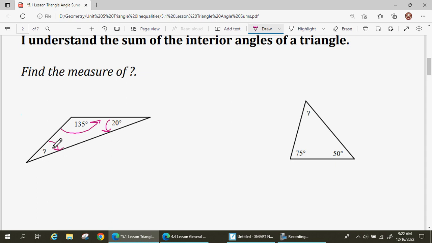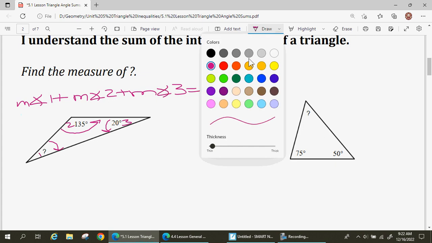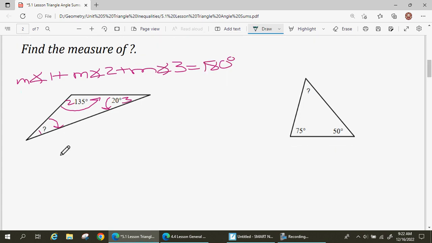There's one, there's another, there's a third. And whenever we add these angles, let's call them angle 1, 2, and 3, so the measure of angle 1 plus the measure of angle 2 plus the measure of angle 3, in any triangle, those angles are going to always add up to 180 degrees. And so what's nice about knowing that is if you know a couple of the angles, you can always find out the missing angle.